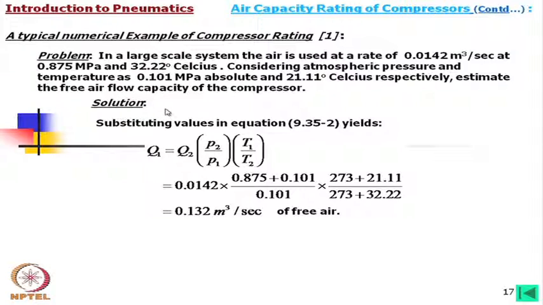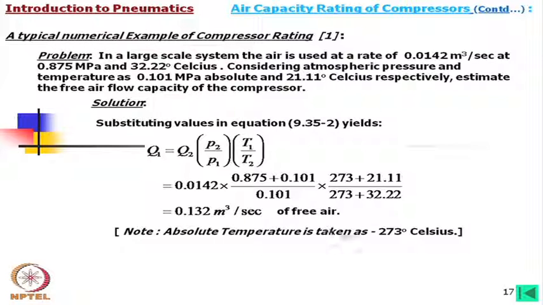In that case, the solution is like that. In these equations, Q2 is given, that is the utilization side, the outlet of the compressor. So Q2 is this, and pressure P2. Now, whatever pressure is given here, mind it, we have to convert it into absolute. That means you simply add the normal atmospheric pressure. And then for the temperature, we have to add 273, the reference temperature, to T1 and T2, where the temperature rise is from 21.11 to 32.22. And what we find is that 0.132 meter cube per second of free air we need to compress.